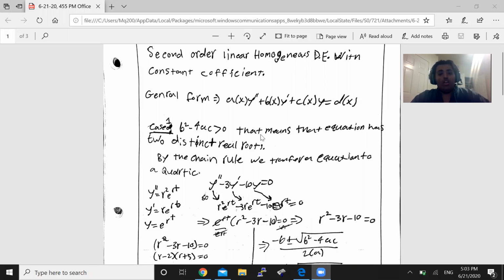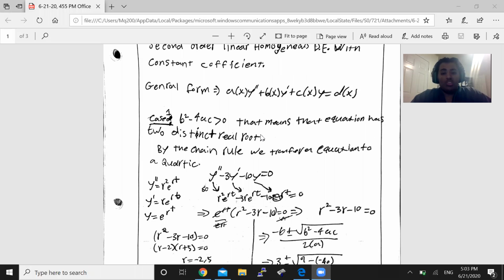Well, there are three cases in the whole. I'm going to explain the three cases, and how you find which case is which. The first case is two distinct real roots, and you find that when you get your equation and plug it into this expression right here, and if the outcome is bigger than 0, you know for sure it's going to be distinct real roots. And by the chain rule, that's how we transfer our differential equation to a quadratic equation.